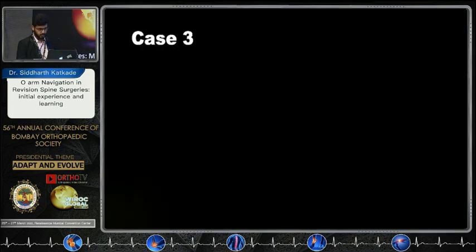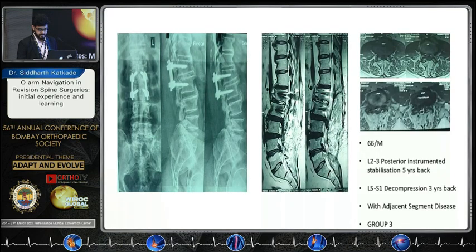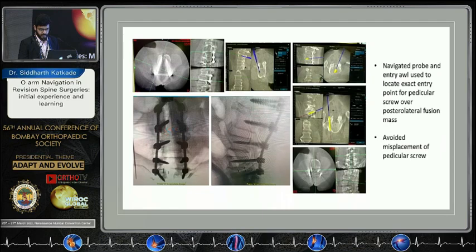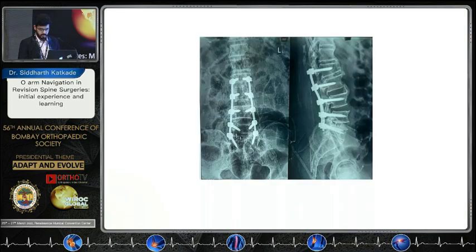Case 3 belongs to group 3, where a 66-year-old male with previous history of L2-3 posterior instrumented stabilization 5 years back and L5-S1 decompression 3 years back presented with adjacent segment disease. In this case, a navigated probe and entry awl was used to locate the exact entry point for a pedicular screw over the posterolateral fusion mass. This avoided misplacement of the pedicular screw. This was the post-op X-ray.